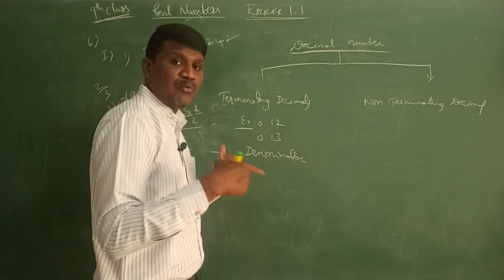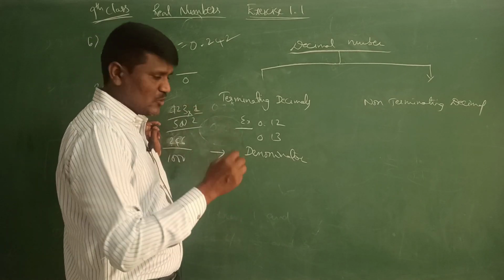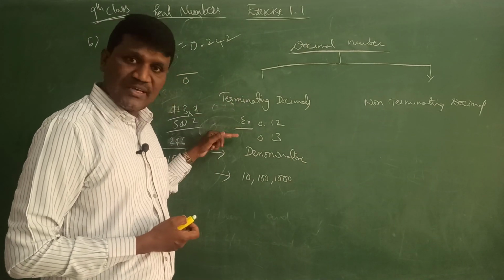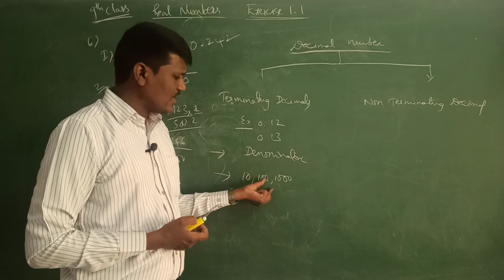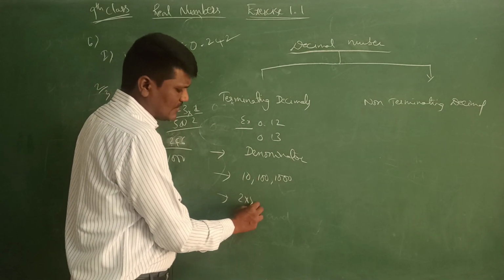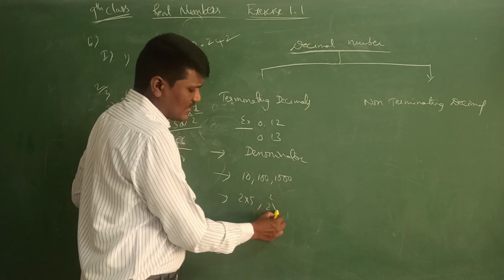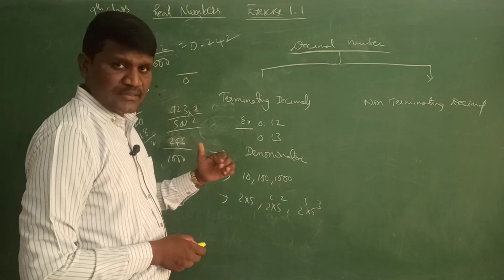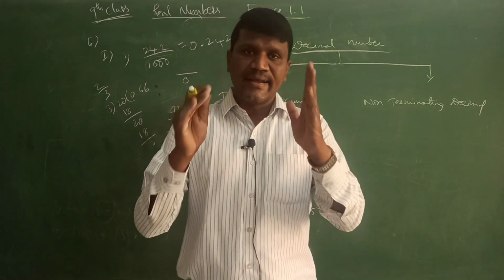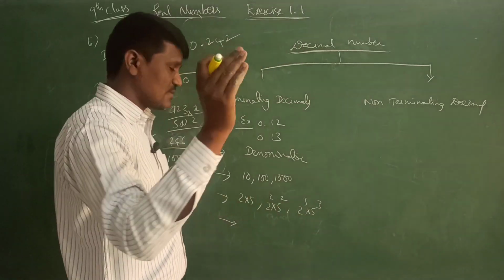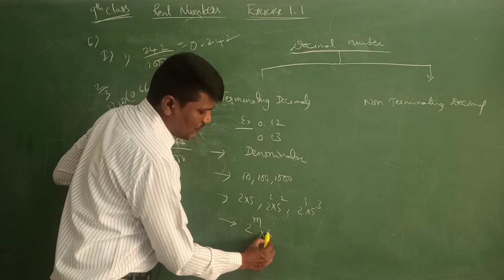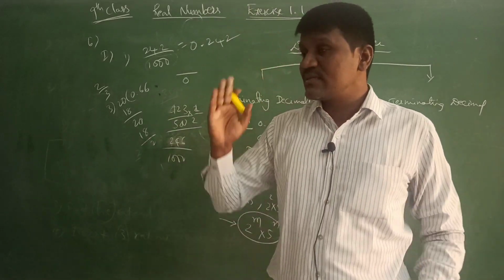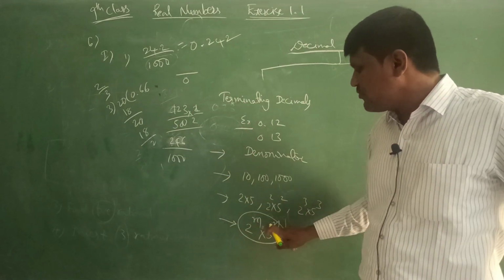Actually, how should the denominator be for it to be terminating? That is very important, right? So that should be either 10, 100, or 1000. Then it becomes terminating. For terminating, the denominator should be either 10, 100, or 1000. 10 is nothing but I can write 2 into 5, right? 100 also I can write 2 square into 5 square, and 1000 I can write 2 cube into 5 cube, right? So finally what I can say is a fraction is terminating if the denominator is in the form of 2 power m into 5 power n, whatever m and n will be.